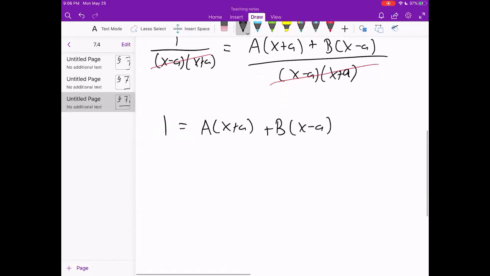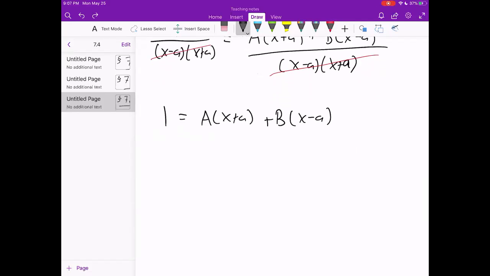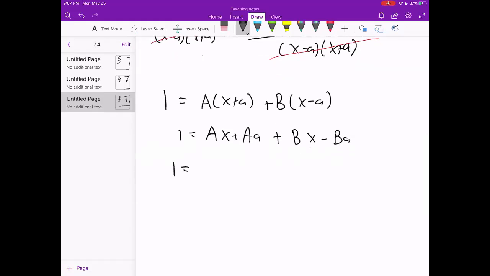And now I want to take the right-hand side and write it as a polynomial in x: x times something plus a constant term. Because this left-hand side is really 0x plus 1, I'm going to make the right-hand side look the same. I'm not going to worry about writing the 0x; we'll worry about that in a second. So I'm going to expand all these. I'm going to have Ax plus capital A times little a. Sorry for choosing the same letter. Plus Bx minus Ba.